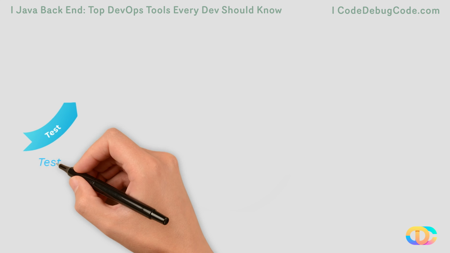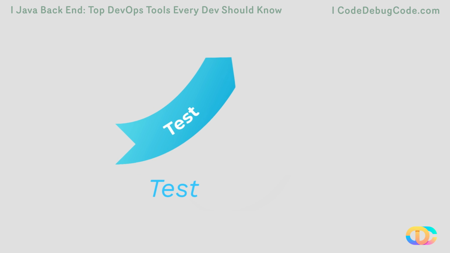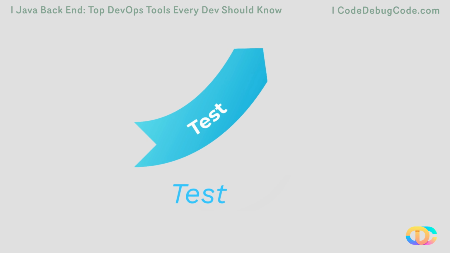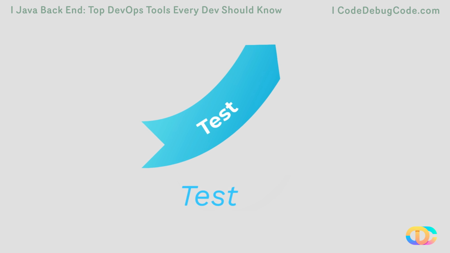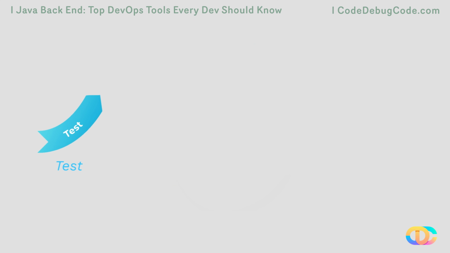Now, fourth step is how to test. Testing is essential for delivering reliable software. Automation tools help run tests continuously to catch bugs early. Now, let's talk related tools. Best tools for test parts of DevOps will be.